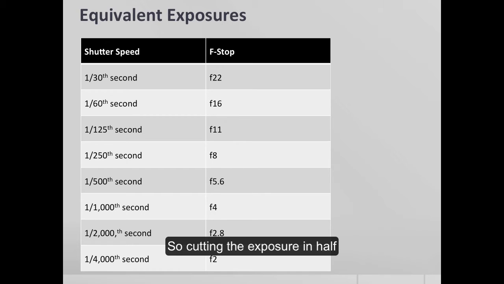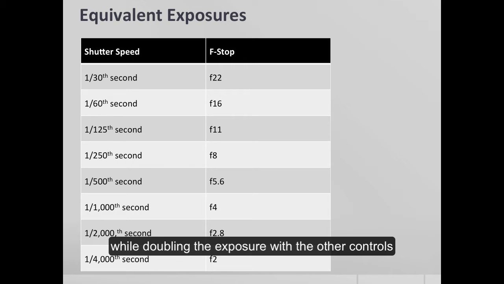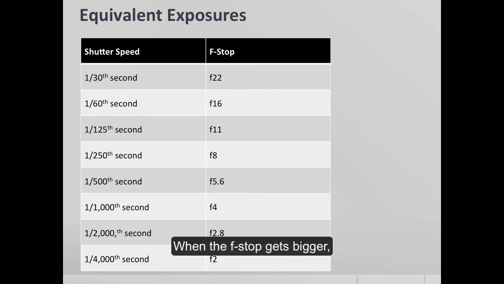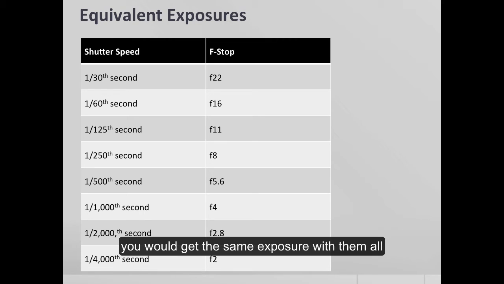So cutting the exposure in half with either aperture or shutter speed, while doubling the exposure with the other, keeps the exposure exactly the same. So you can play with these exposure charts with the shutter speed and f-stop, because as the f-stop opening gets smaller, shutter speed gets longer, or a little bit slower. When the f-stop gets bigger, shutter speed gets faster. Okay? And if you look at this chart, in theory, you would get the same exposure with them all, because the same amount of light is reaching the sensor. Okay? So here are just a couple of examples.